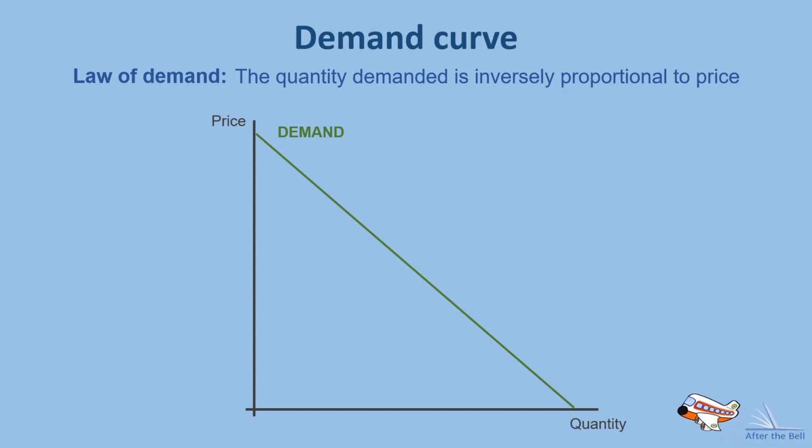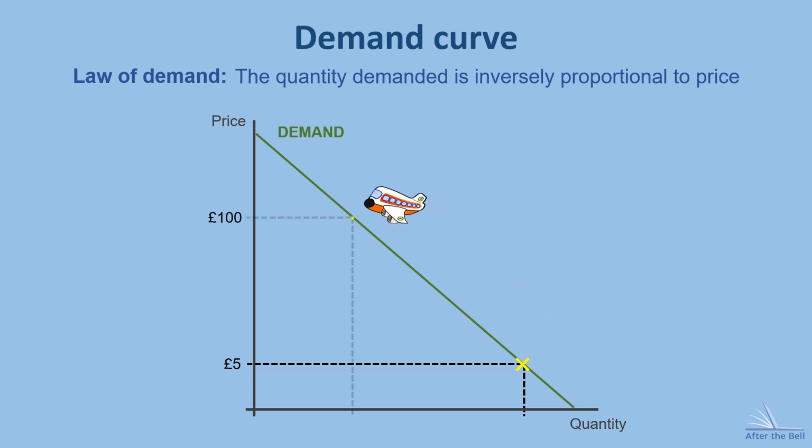Let's bring this to life by putting some numbers in. This demand curve is showing flights for a holiday. I'm going to put the price of each flight at £5. And going across to the demand curve and then down to the quantity, we see that quantity demanded will be very high. This should be obvious. If flights are £5 each, then lots of people will want to buy them. If we raise the price for each flight to £100 though, the number demanded would fall quite rapidly, as fewer people can now afford or are willing to buy them.